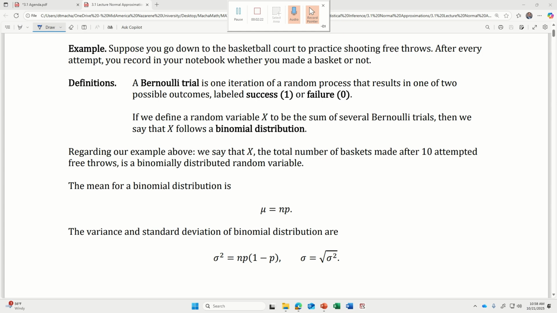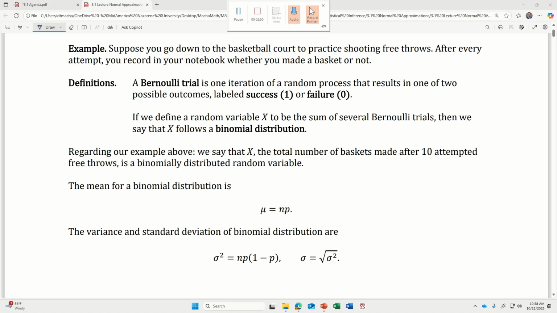That's one Bernoulli trial. So if you repeat this process and you attempt 10 free throws and count the number that you make, the number out of 10 is a binomially distributed random variable. There's only a discrete number of possibilities, 0 through 10, and we're going to be able to assign a probability to each one using the binomial distribution.